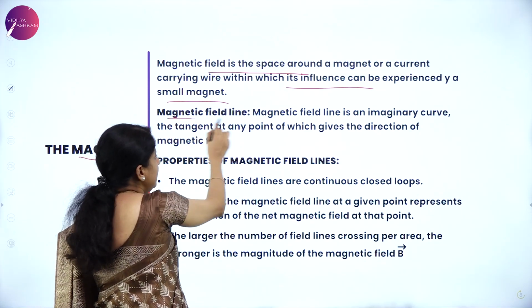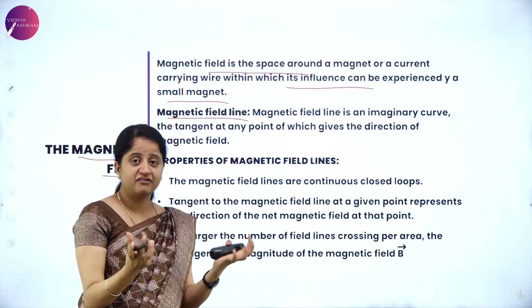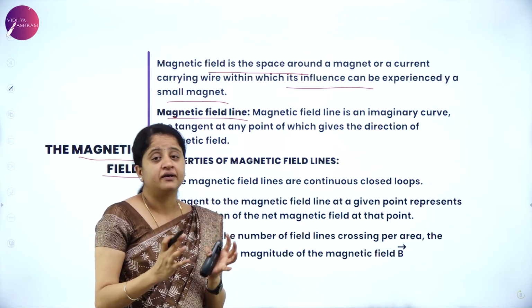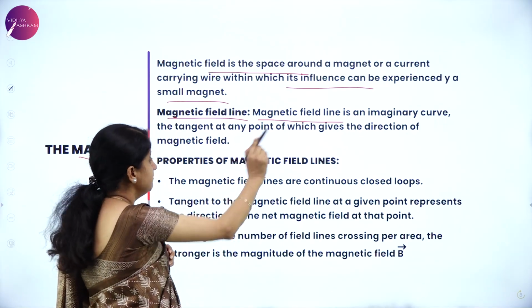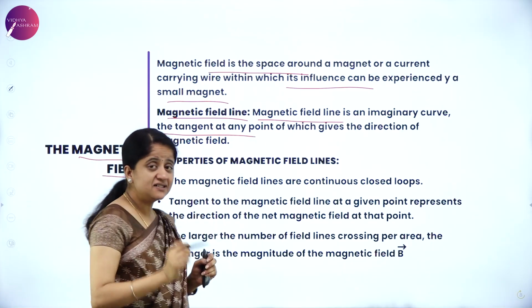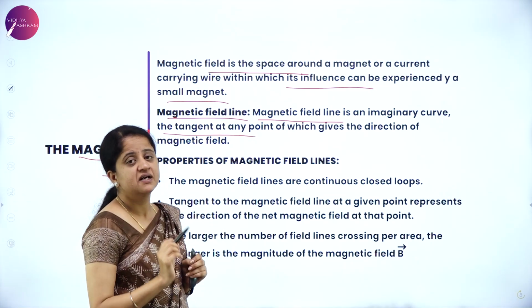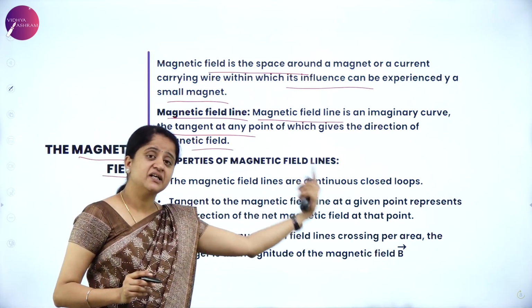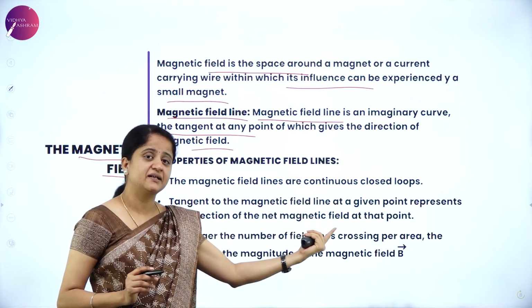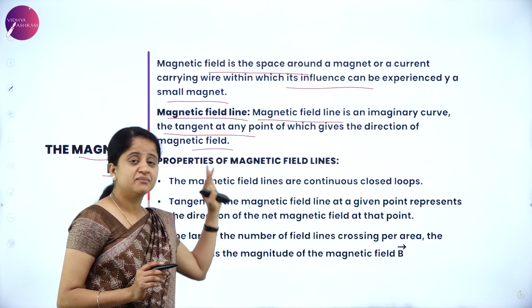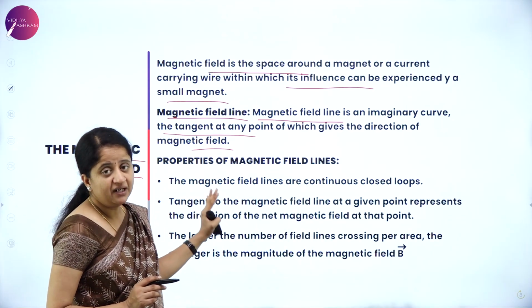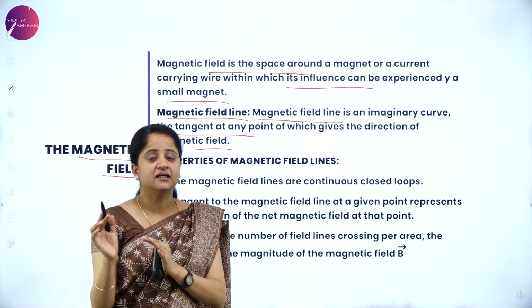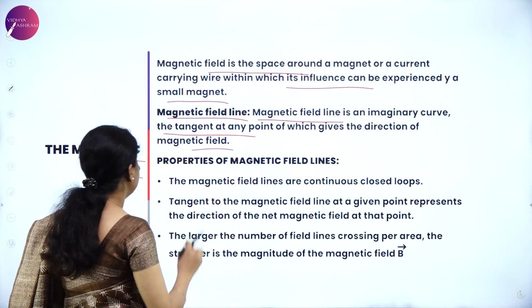So what is a magnetic field line? To illustrate the magnetic field, imaginary lines can be drawn. Magnetic field lines are imaginary curves such that the tangent at any point of these curves gives the direction of the magnetic field. As we have studied electric field lines in the chapter Electric Charges and Fields, we are studying magnetic field lines here. If you draw a tangent on any curve, it gives the direction of the magnetic field at that point.